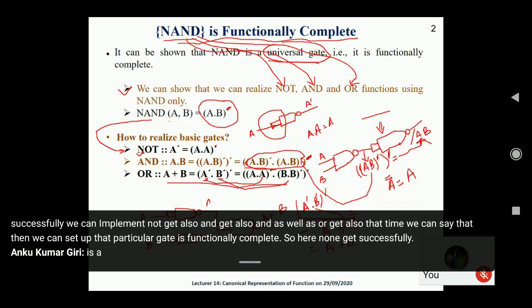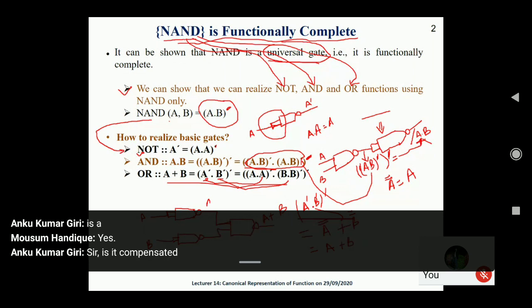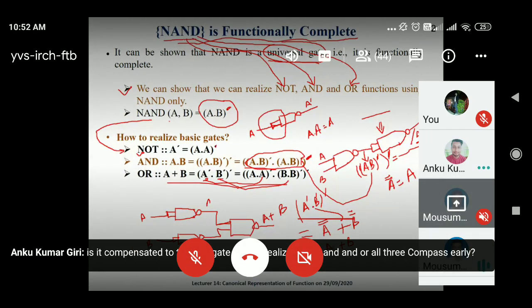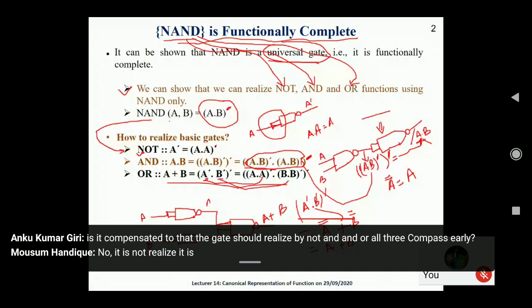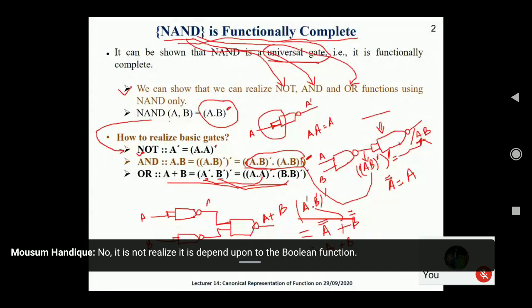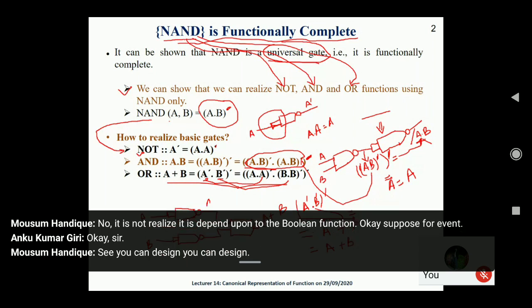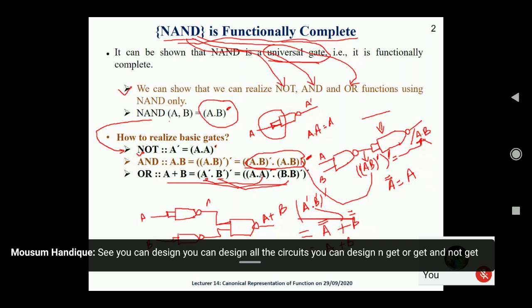Sir, is it compulsory that the gate should be realized by NOT, AND and OR, all three? No, it is not compulsory. It depends upon the Boolean function. Suppose you can design all the circuits. You can design AND gate, OR gate, and NOT gate. No problem. Yes, you can design.